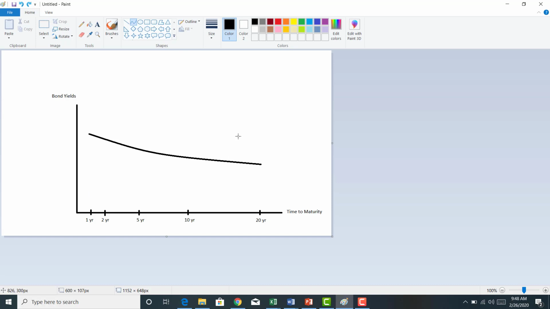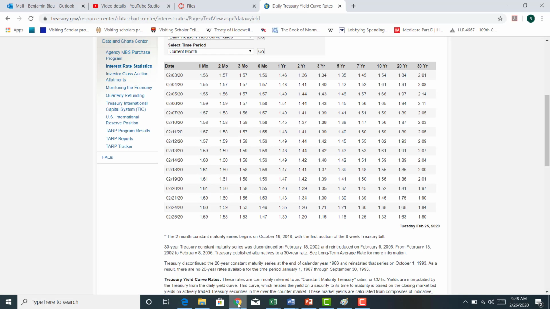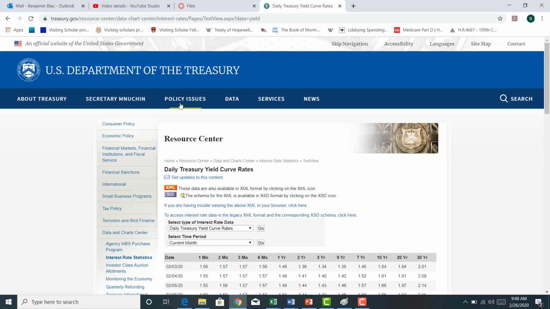Generally speaking, the yield curve is upward sloping. Periodically, it flattens, and in rare cases, it inverts. In the cases that it does invert, that generally spells trouble for the macroeconomy. So let's look and see what's happening to the yield curves now. What I can do is I can hop on the Treasury Department's website here, and they report daily yield curves.